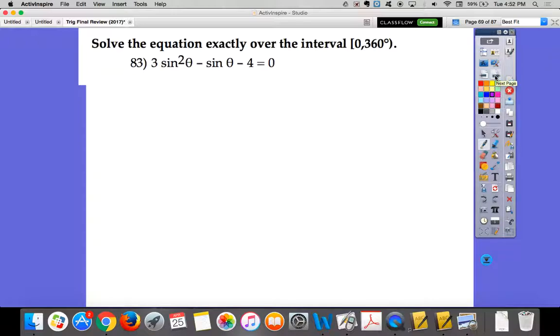Okay, let's see how far we can get with this. Solve the equation exactly over the interval of 0 to 360. So basically, you want everything that works in the original circle. Guys, this is squared. You have a quadratic term. You have a linear term. You're factoring. Don't freak out on me. It's just this problem. You must factor.